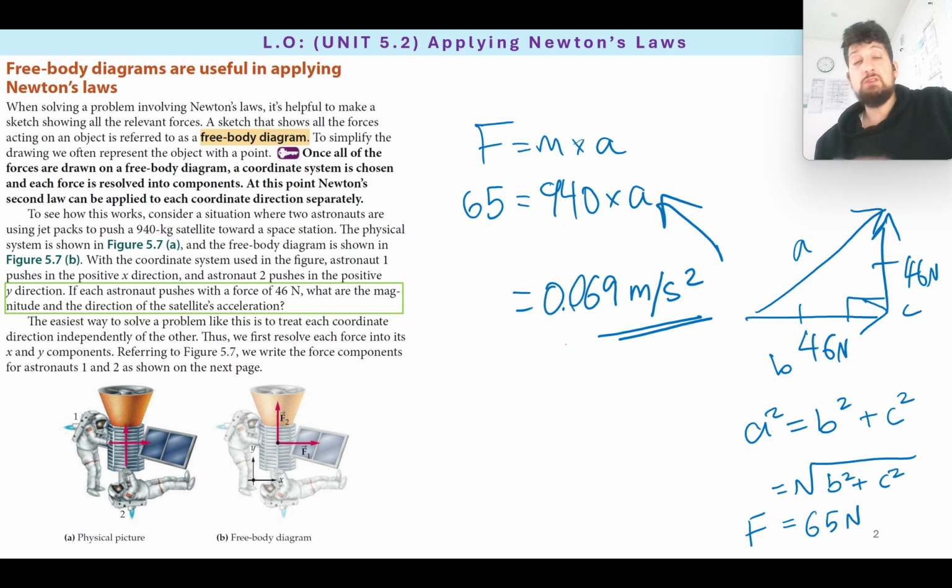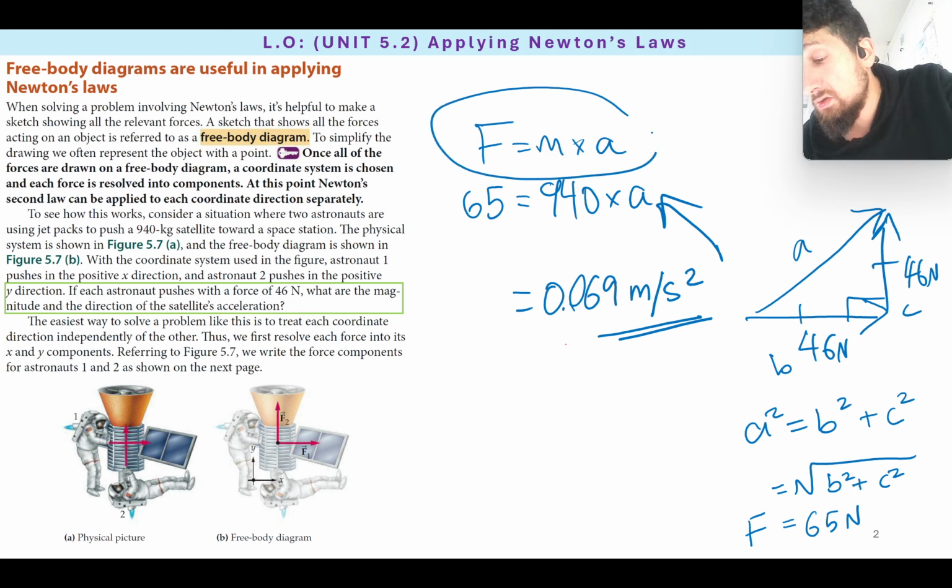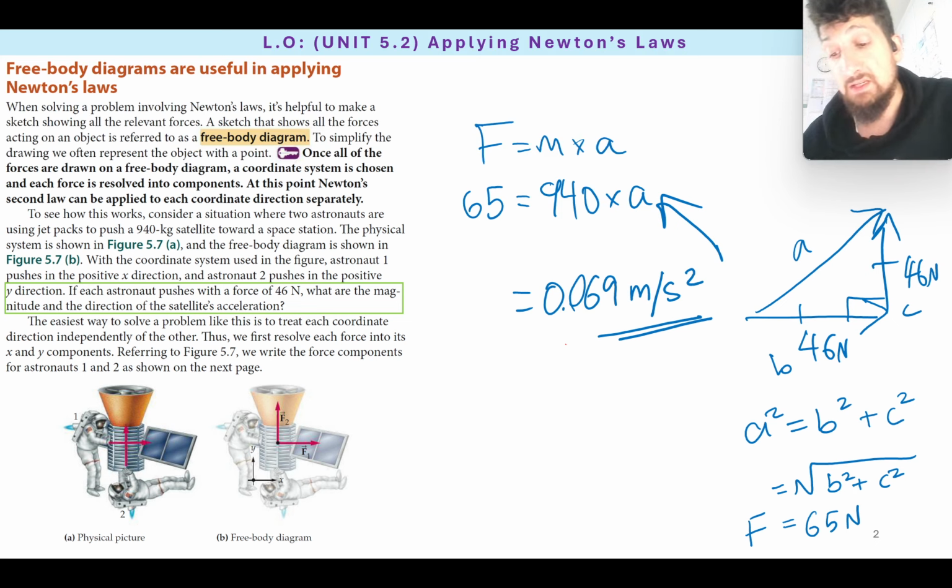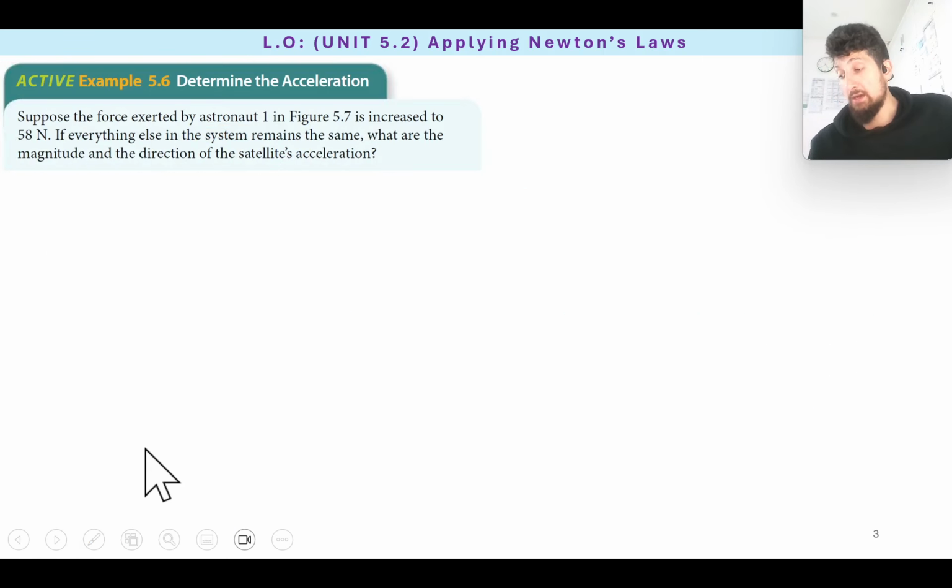Easy. So what we needed to do first was find the forces acting on the satellite. Then we find the overall force, which obviously is the hypotenuse in this case. And then once we found that force, we could use Newton's second law, force equals mass times acceleration, in order to find the acceleration. Easy. Right, let's go to the next slide.